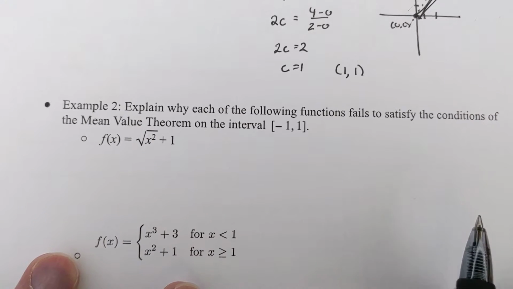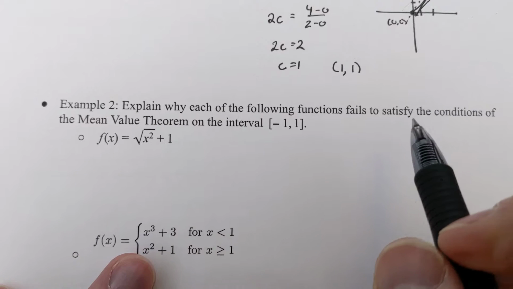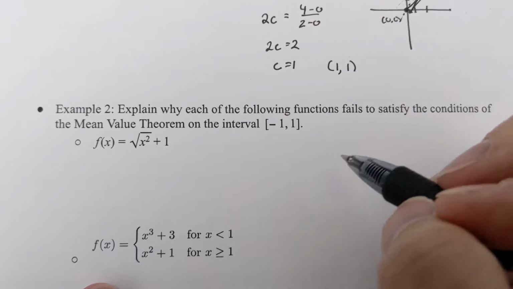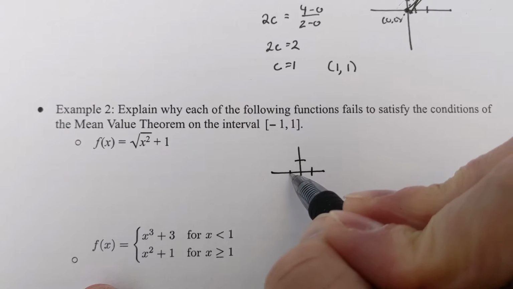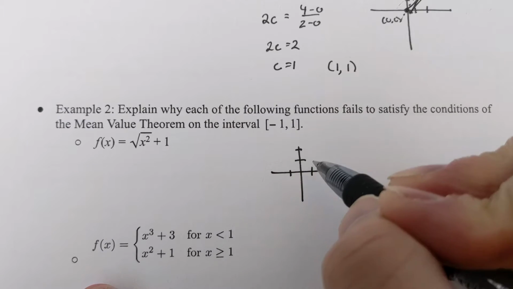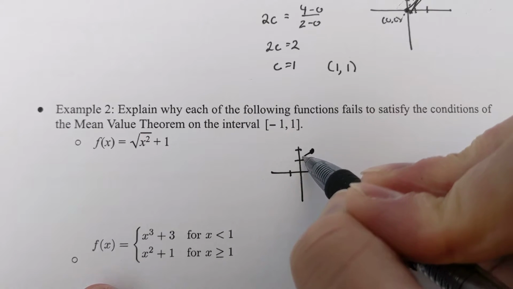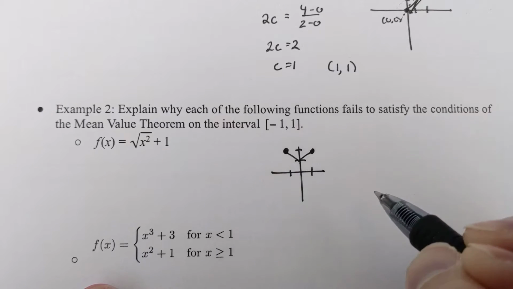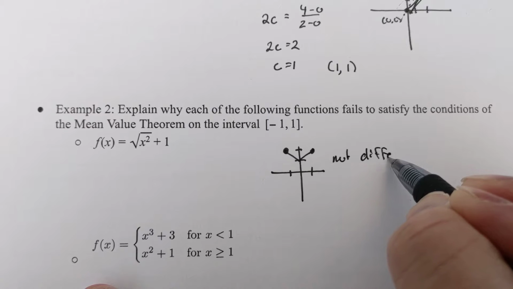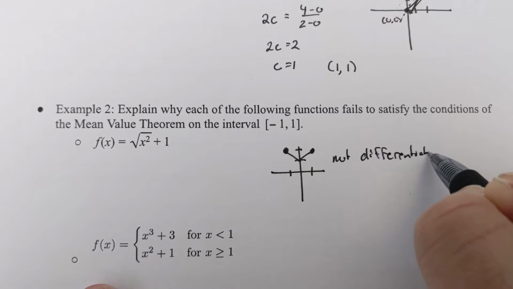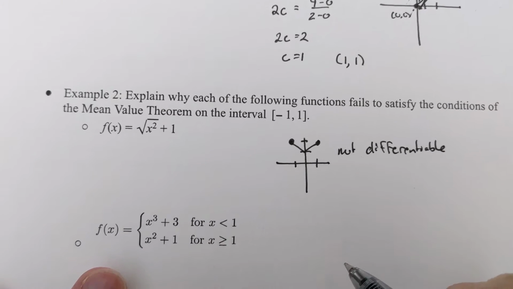So down here in example 2, it says explain why each of the following functions fails to satisfy the condition. So we're actually going to look at the graph for each of these. So for this one, if you work the graph out, it looks like this. So this is not differentiable, is the problem, because of that corner.